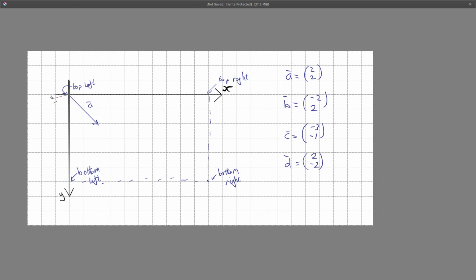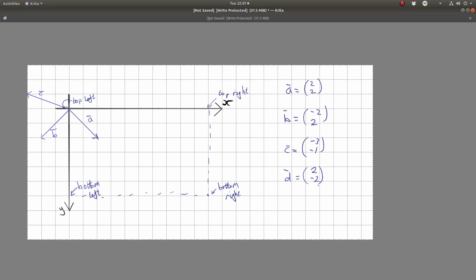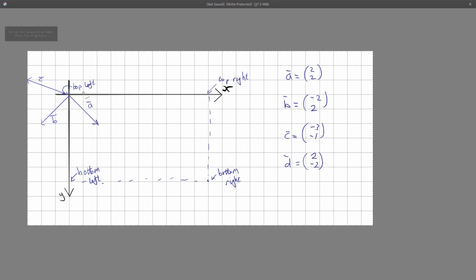Starting with vector b, it goes -2 to the right and 2 positive, so 2 downwards. Vector c is going -3, that means it goes to the left, and it goes 1 upwards because it's -1. Vector d goes 2 to the right because the x component is positive, and it goes 2 upwards because the y component is negative.